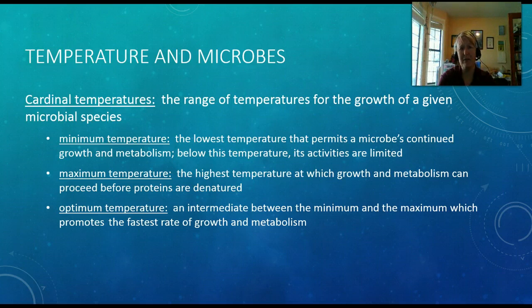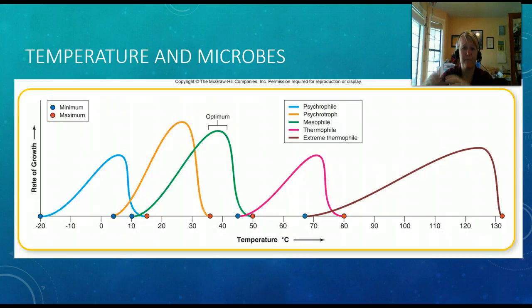And then there's the optimum temperature. This is the place where they grow best. If you think about lab, we always have you put your stuff in a specific incubator, and that's because that is the optimum growth temperature for that microbe. So that's why we use that. Make sure you understand these three terms. I'm going to go through a chart on the next slide that's going to help you see that.